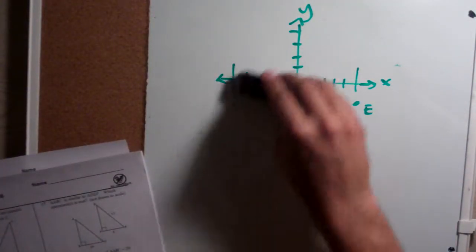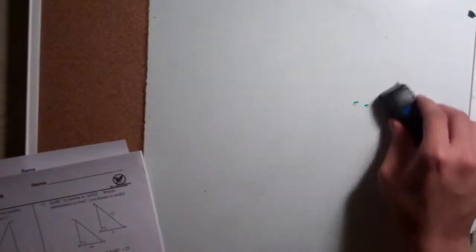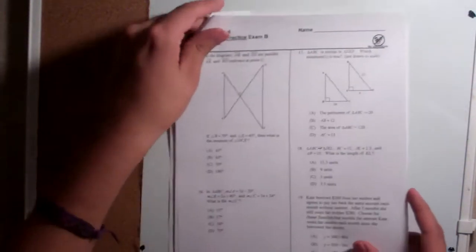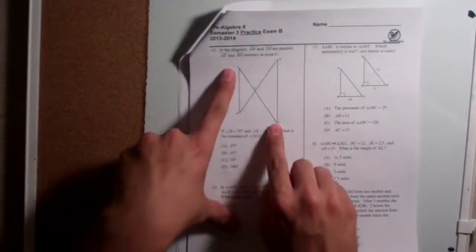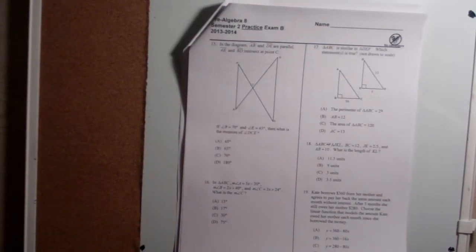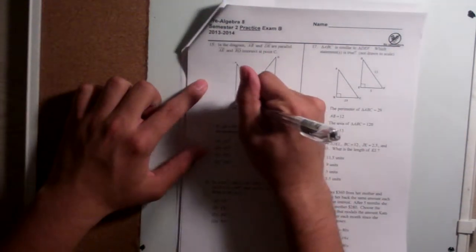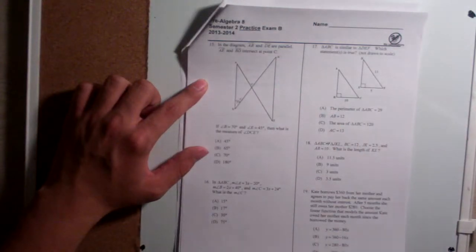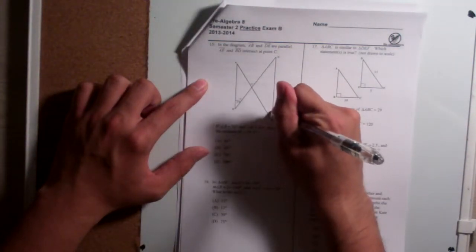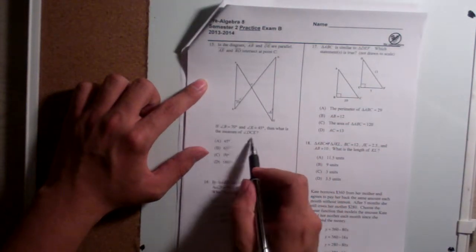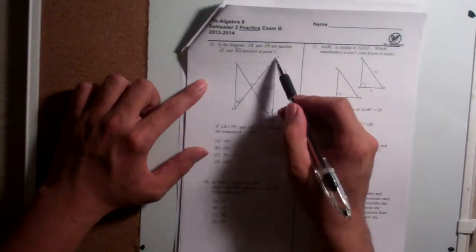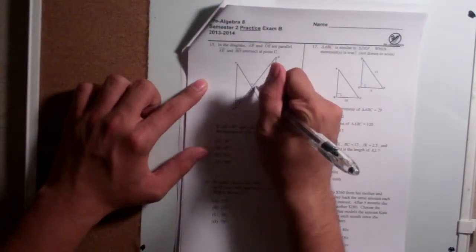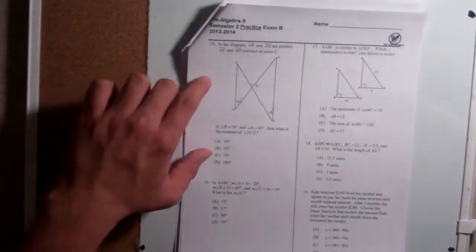Number 15 is saying in the diagram, we know that these two lines are parallel, these two lines intersect, and we're given certain information: angle B is 70 degrees, angle E is 45, and we want to find what is the measure of angle DCE. So DCE, what is this angle right here?